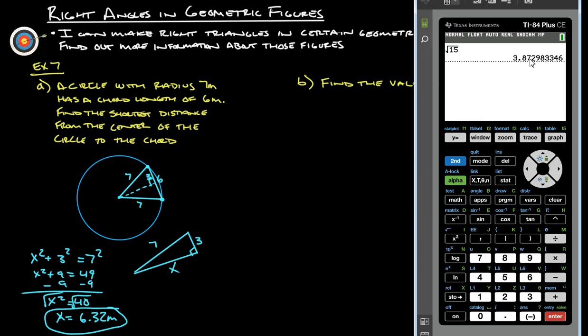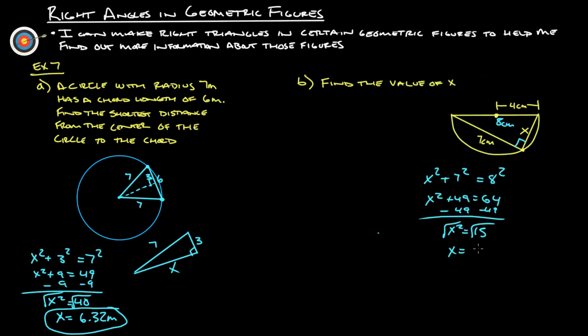Square root of 15, and we get 3.8729. First, second, third significant figure. 2 tells the 7 to stay the same. 3.87 centimeters is going to be the length of x.